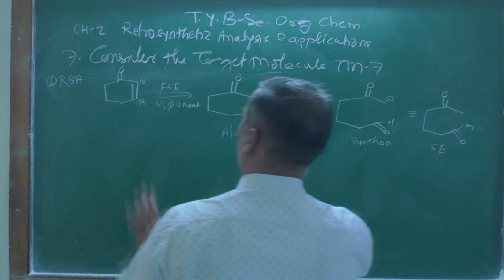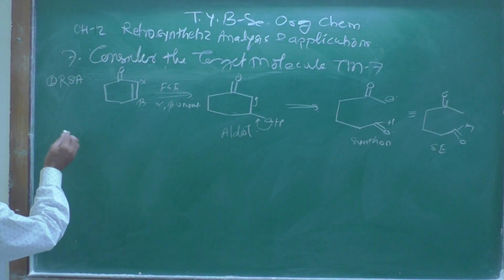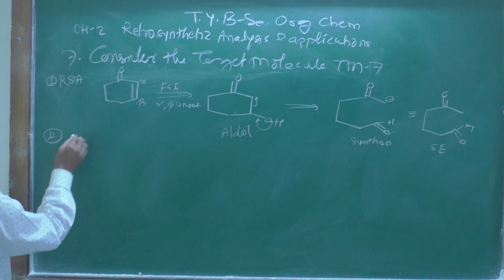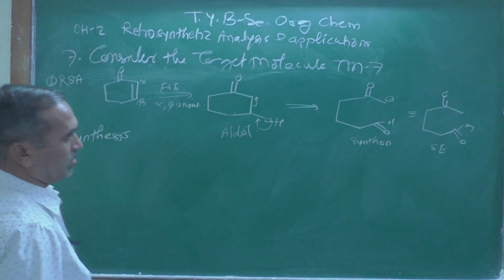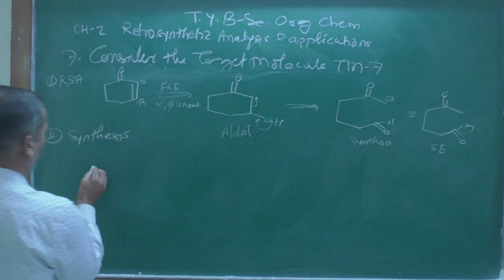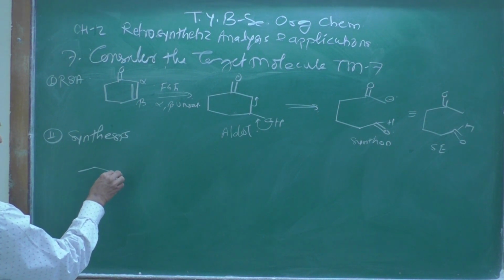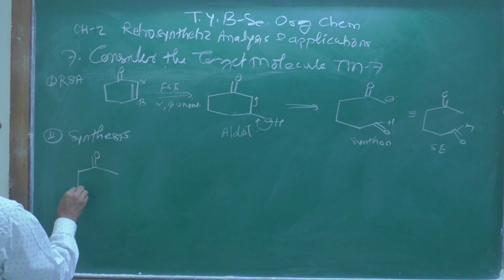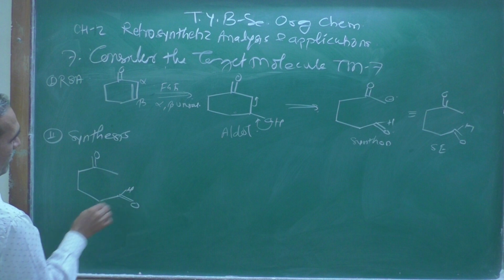So this is about the retrosynthetic analysis. Now start the synthesis over there. The second part will be the synthesis, right? Here we got the starting material, right? And this starting material, as we know, has C double bond O, then we can write over here C double bond O H, right?